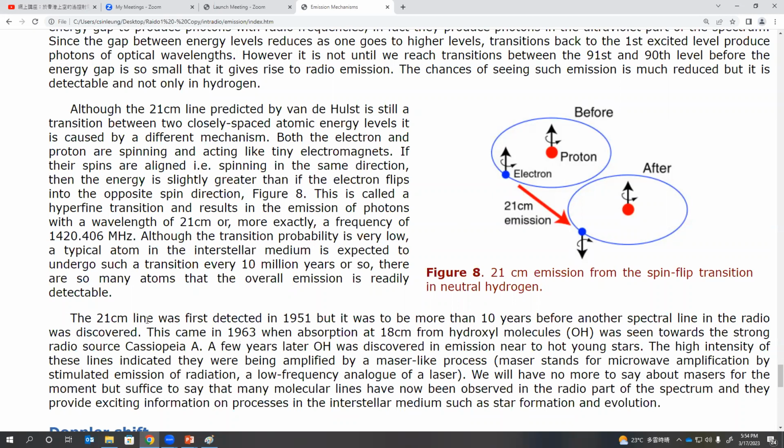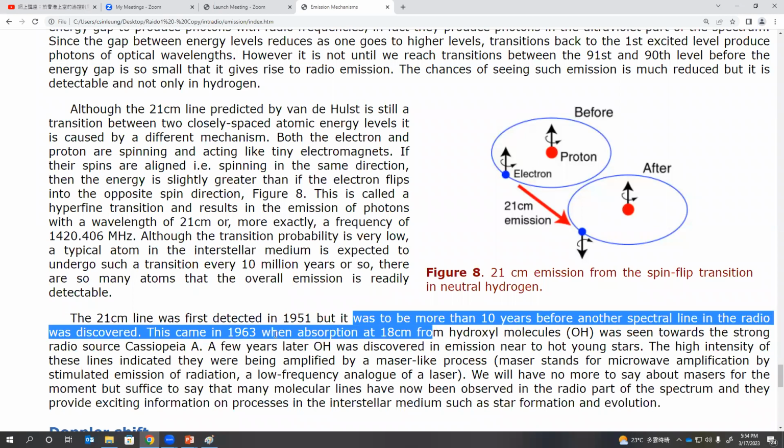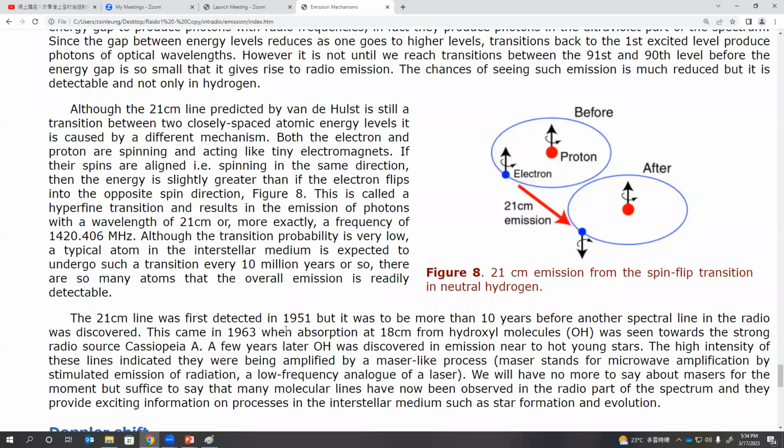Finally, the 21 cm light was detected in 1951. But it was more than 10 years before another spectral line in the radio was discovered. For example, in 1963 astronomers detected the 18 cm hydroxyl molecule line, which was detected from the strong radio source Cassiopeia.